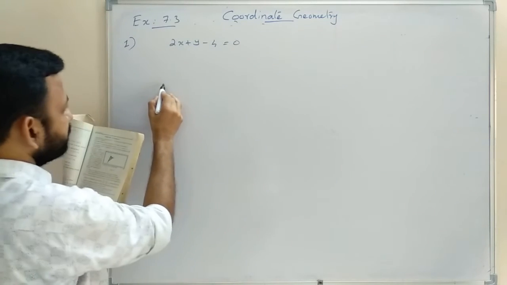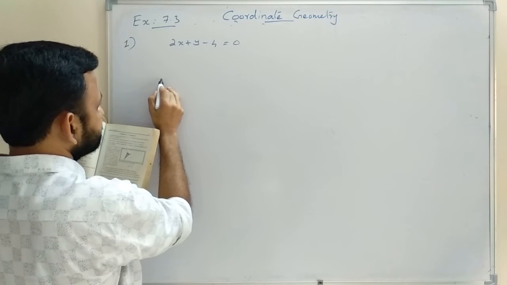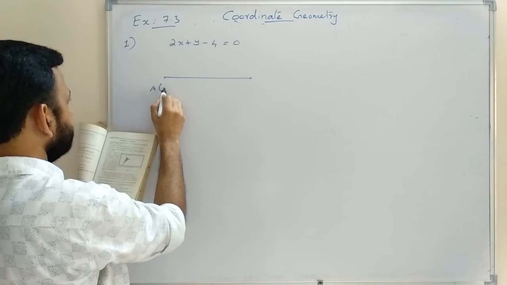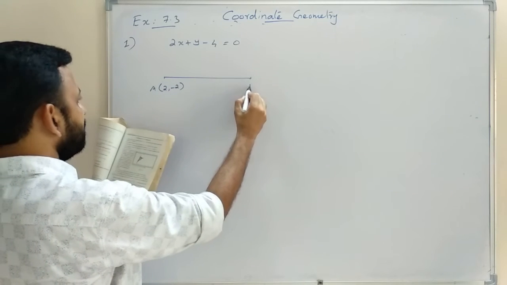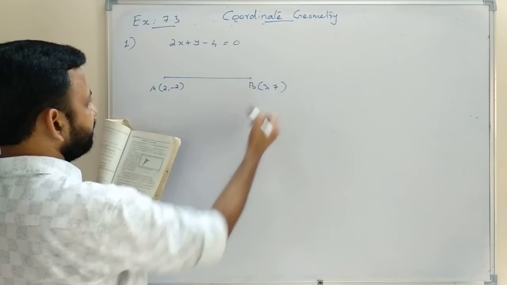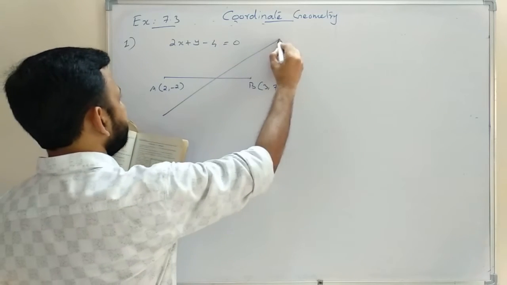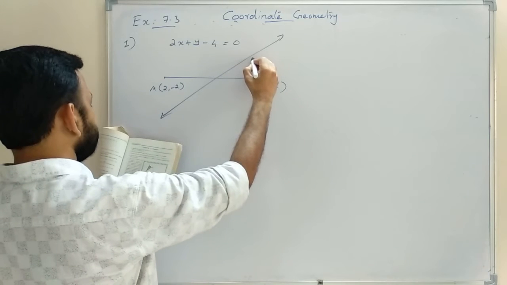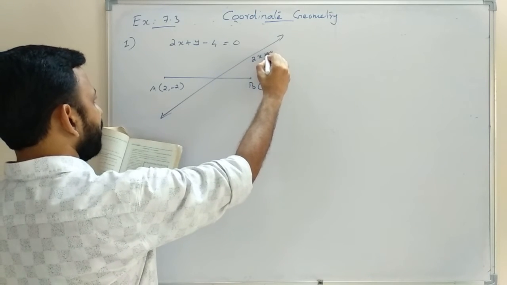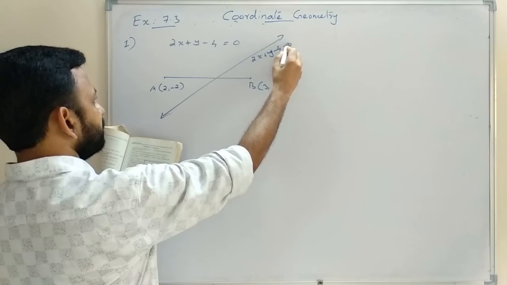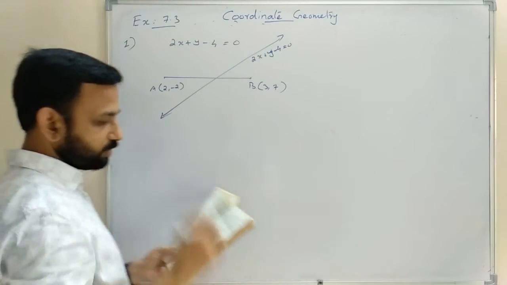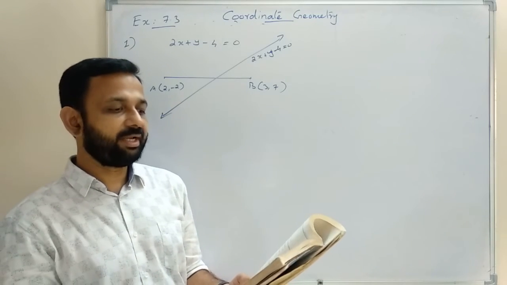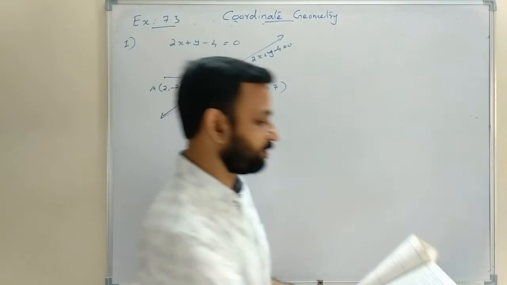Divide the line segment joining the points. Here we have a line segment joining the points A (2, -2) and B (3, 7), and a line that divides this line segment. The equation of that line is 2x + y - 4 = 0. Our question is to determine the ratio in which the line divides the line segment joining the points.